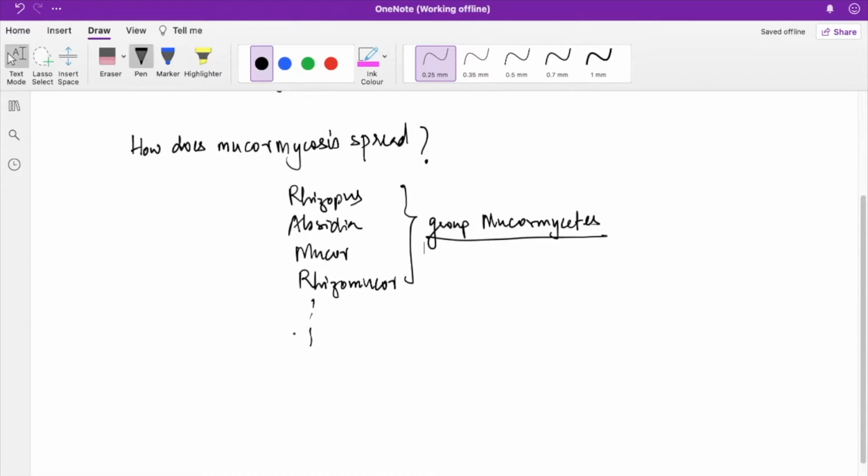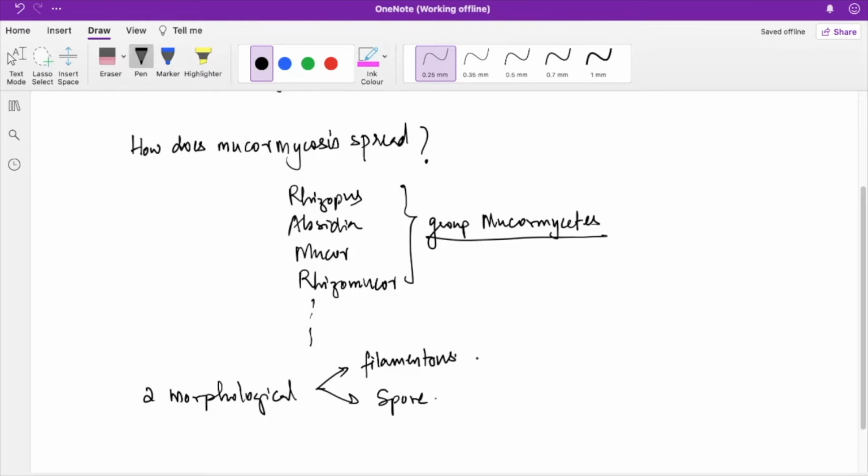So these fungi exist in two morphological forms. That means they have two types of morphology. Morphology means different body shapes in their life cycle. They are the filamentous form and the spore form.